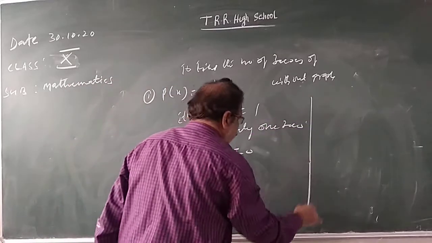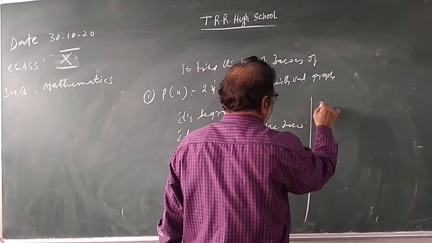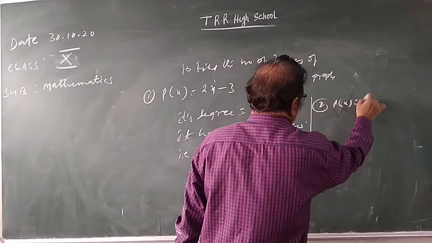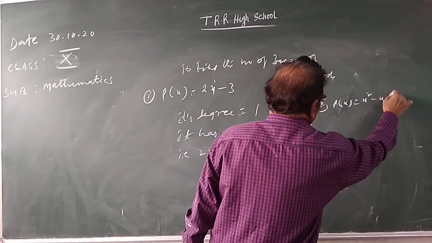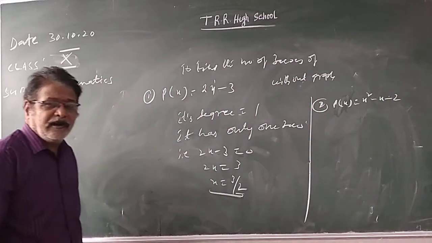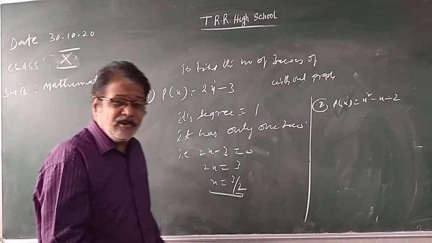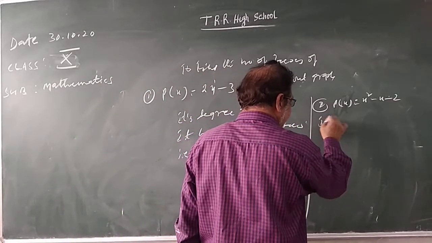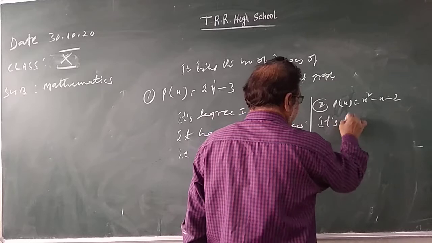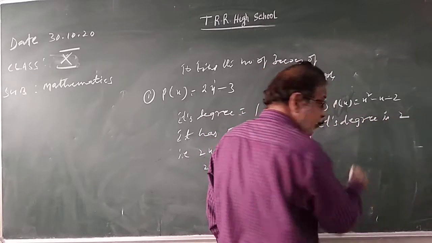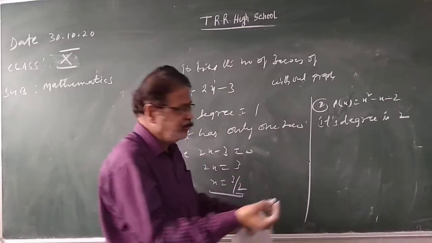One more example. The second: p of x is x square minus x minus 2. Find the number of zeros. Its degree is how much? Its degree is 2, so it has 2 zeros.